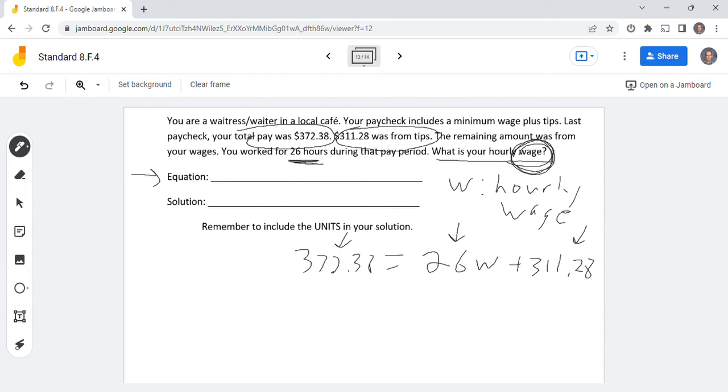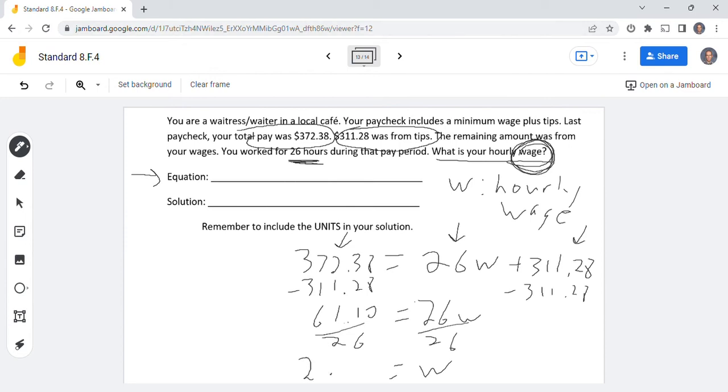All right, we're going to solve this one just like we did before. So we're going to subtract 311.28. That gives us a total of $61.10. Over here we have 26W. Let me fix that typo there. 26W, divide by 26, divide by 26, and that should give us our wage. That ends up being $2.35 per hour. So our solution, our wage equals 2.35. The units are going to be expressed by putting that dollar sign there.